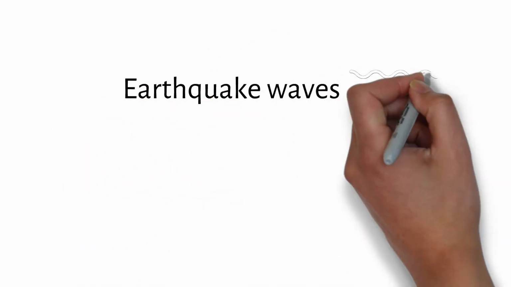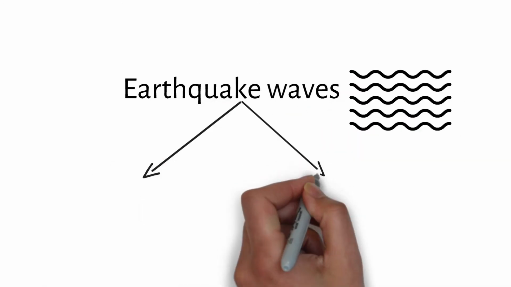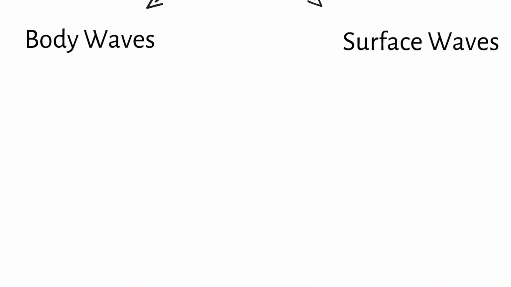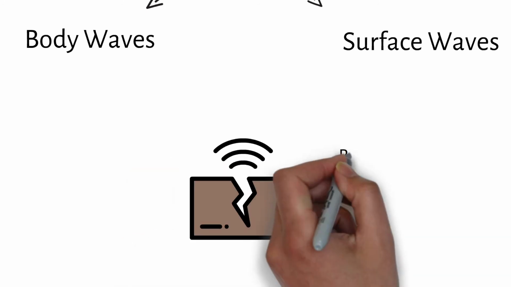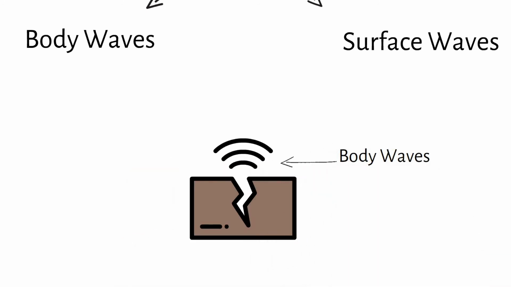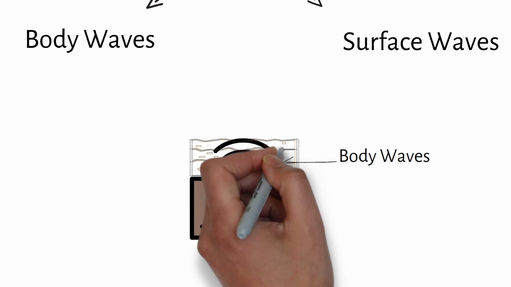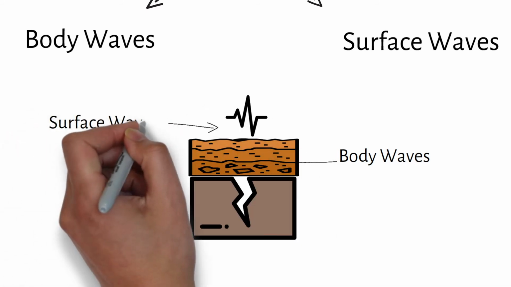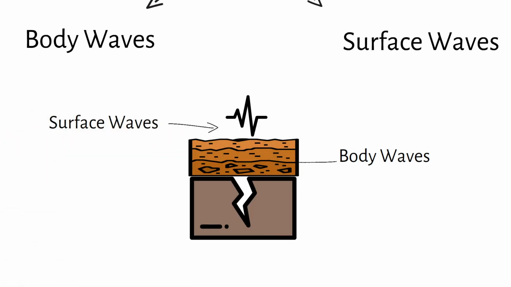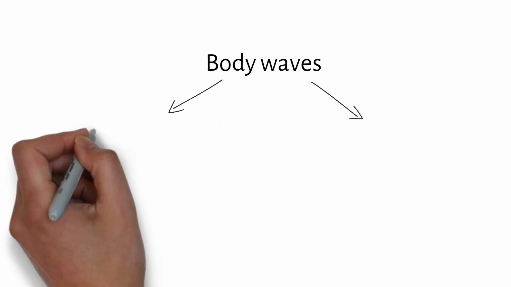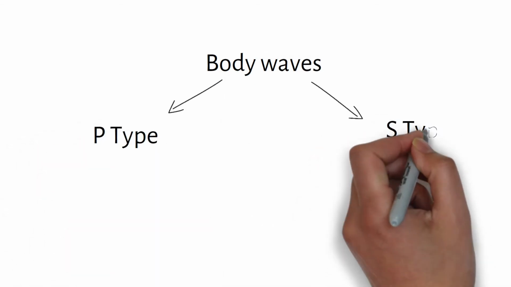What are earthquake waves? There are two types, body waves and surface waves. Body waves are formed due to release of energy at focus that generates a new set of waves at the surface called surface waves. There are two types of body waves, P-type and S-type.